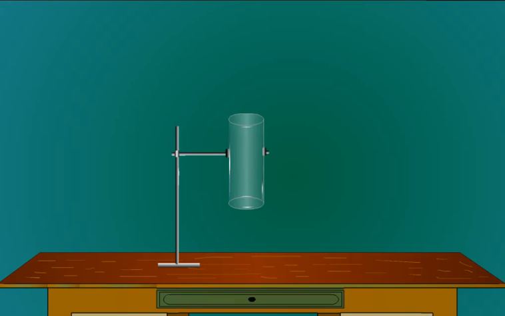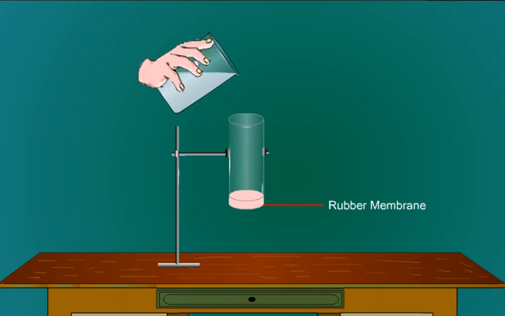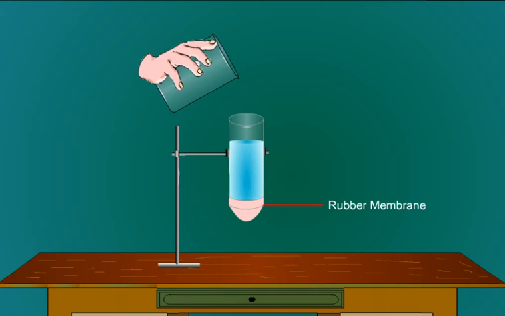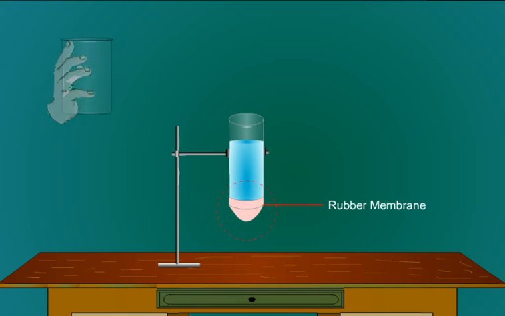Now look at this activity. It's about liquids exert pressure. Students, take a small tube, open on both sides. Fix a rubber membrane at one end of the tube and put some water in it. You notice that the rubber membrane begins to extend. The extension in the rubber membrane is due to the liquid above it.